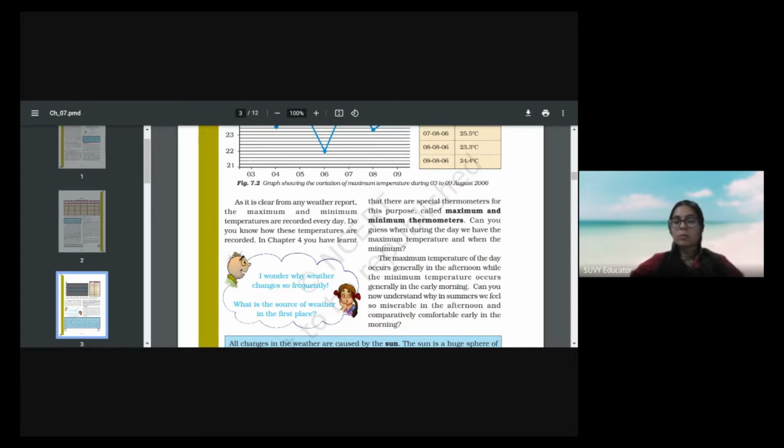Why is it called the maximum and minimum thermometer? Because it measures the maximum temperature and the minimum temperature. In the newspaper, you might have seen it written that today's maximum temperature is this and minimum temperature is this. The maximum temperature of the day occurs generally in the afternoon, around midday, while the minimum temperature occurs generally in the early morning, around 5 o'clock.